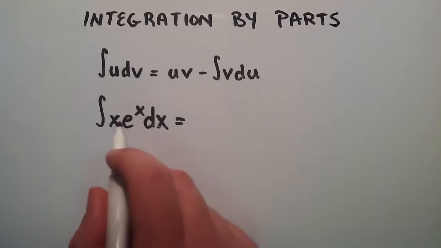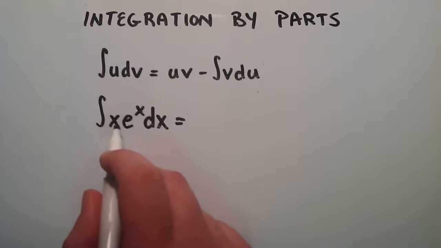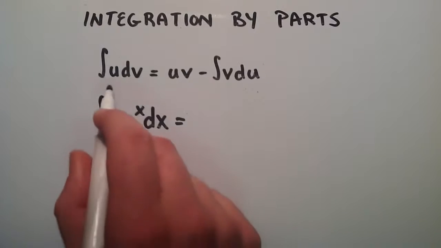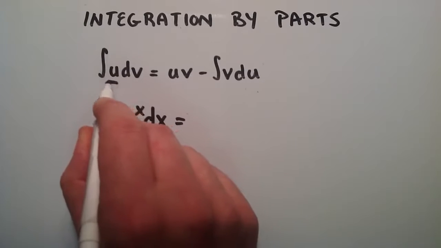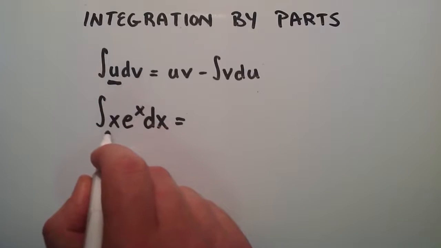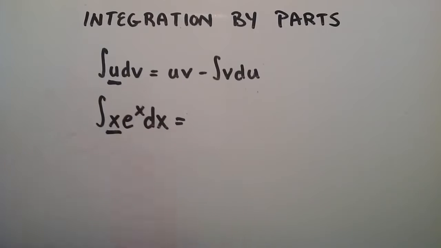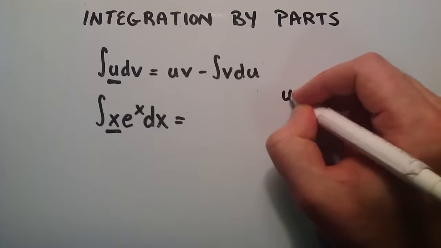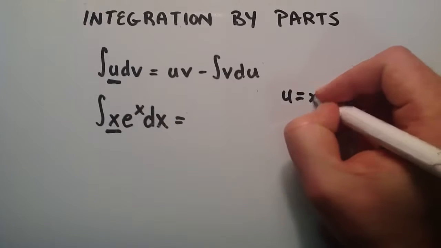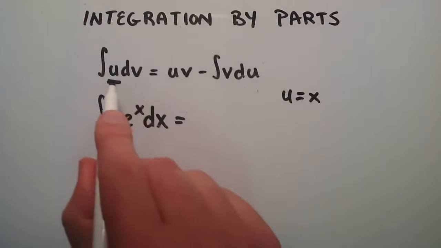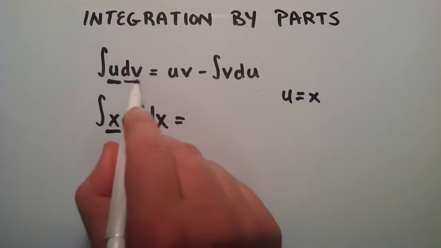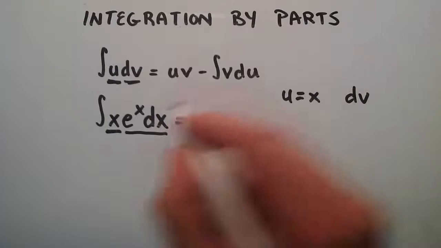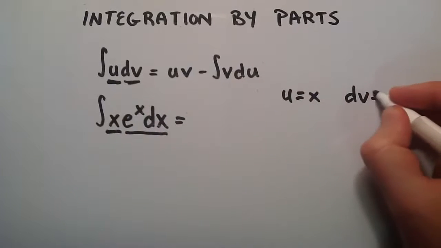Usually we want to pick the part that will turn into a constant if we take the derivative enough times for our u. If we take the derivative of x with respect to x, it will turn into the constant 1. So we'll go ahead and pick that for our u. U, we decide, is going to be x. And since we chose x to be our u, that means the rest of this has to be the dv. So dv is equal to e to the x dx.